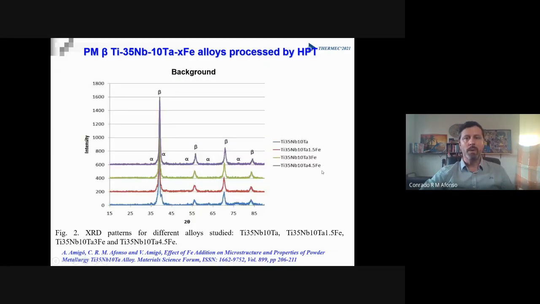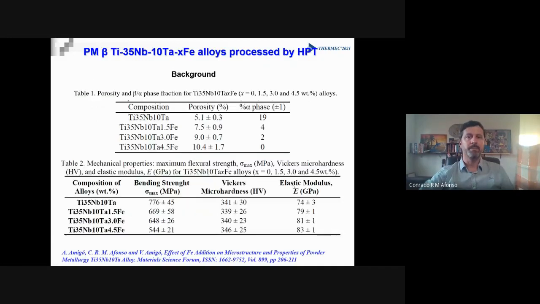Here is the X-ray diffraction of all the powder metallurgy samples. The first one, the blue here, is the titanium niobium tantalum without iron, and then the 3 additions of iron. We can see that the alpha peaks decrease, remaining just a very slight peak of alpha phase. So the addition of iron led to better stabilization of the beta phase, because at the end of the sintering process the sample is furnace cooled. So it's a very slow cooling after the powder metallurgy process.